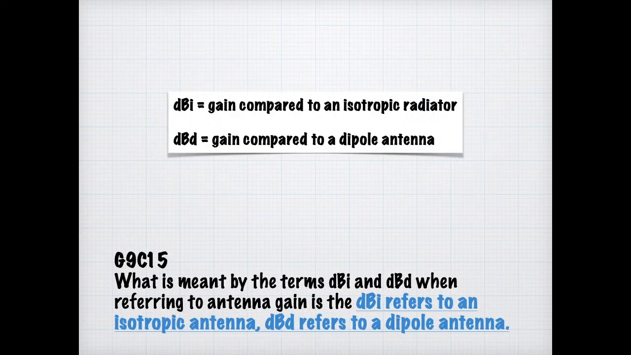And this question we spoke about earlier, about the difference between dBi and dBd. Again, dBi is an isotropic radiator and dBd is a dipole antenna. For the exam, they want you to know that what is meant by the terms dBi and dBd when referring to antenna gain is that dBi refers to an isotropic antenna and dBd refers to a dipole antenna.